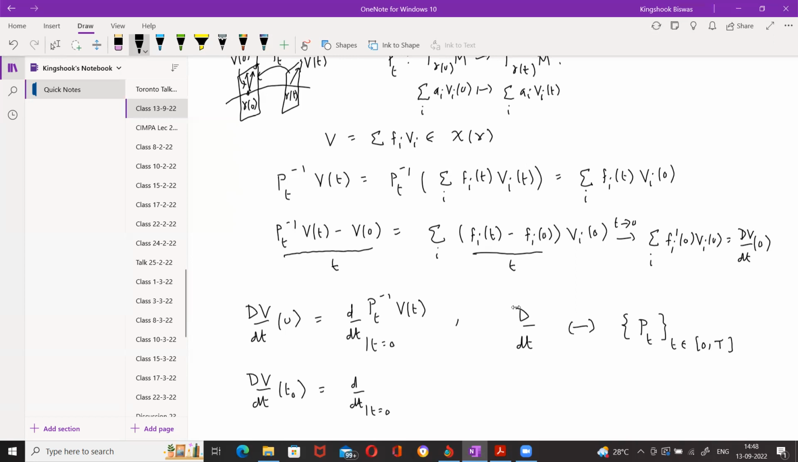So what does that mean? That means I have to do P_{t naught} of P_{t naught plus t} inverse of V(t naught plus t). Okay, does this make sense? Yes.